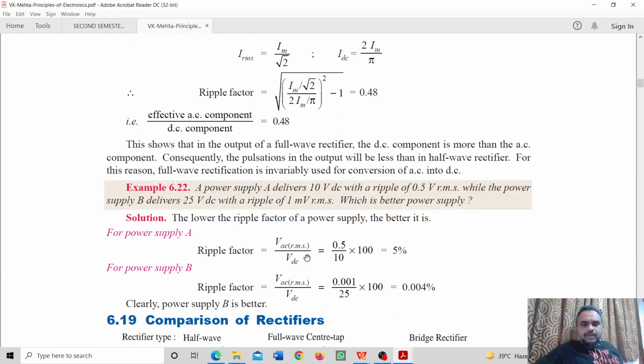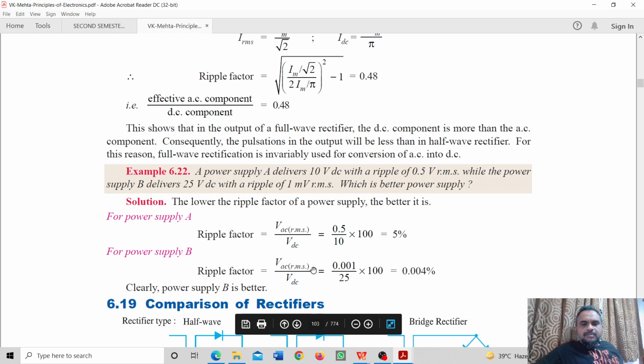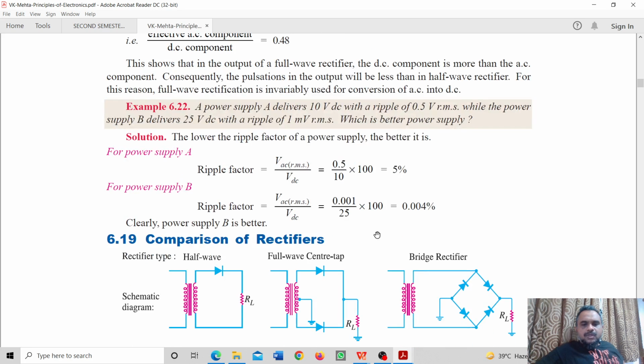For example, you can see in this problem, there is a question. The question says power supply A is 10 volt with a ripple of 0.5 volt RMS, while power supply B delivers 25 volt with a ripple of 1 millivolt RMS, which is a bit better power supply. So first we will do the ripple factor analysis. Ripple factor is nothing but V AC RMS by V DC. It is 5%. The second one is 0.004%, because V AC RMS by V DC will give you the ripple factor. So the one having a lesser ripple factor is a better power supply.